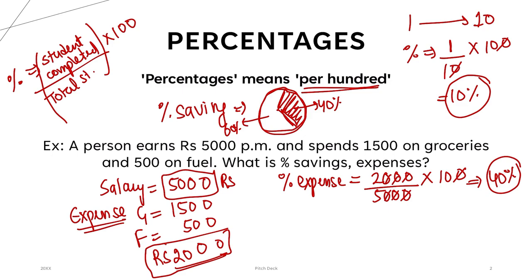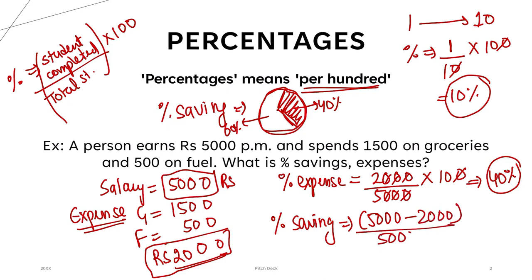Or you can also check: percent saving is 5000 rupees, his total salary, minus 2000, the total expenses, that forms the saving, divided by 5000, into 100. So you will get a value of 60%. That is the percentage saving he has. I hope this is clear. Till now we have understood how to calculate the basic percentages, right?